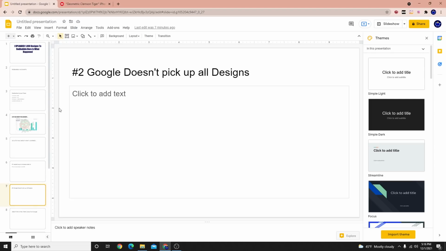For me, I was getting a ton of traffic from Google, but I realized that Google was picking and choosing which designs they kind of chose. So you got to kind of make way for that. You got to understand that Google's not going to pick up all designs.